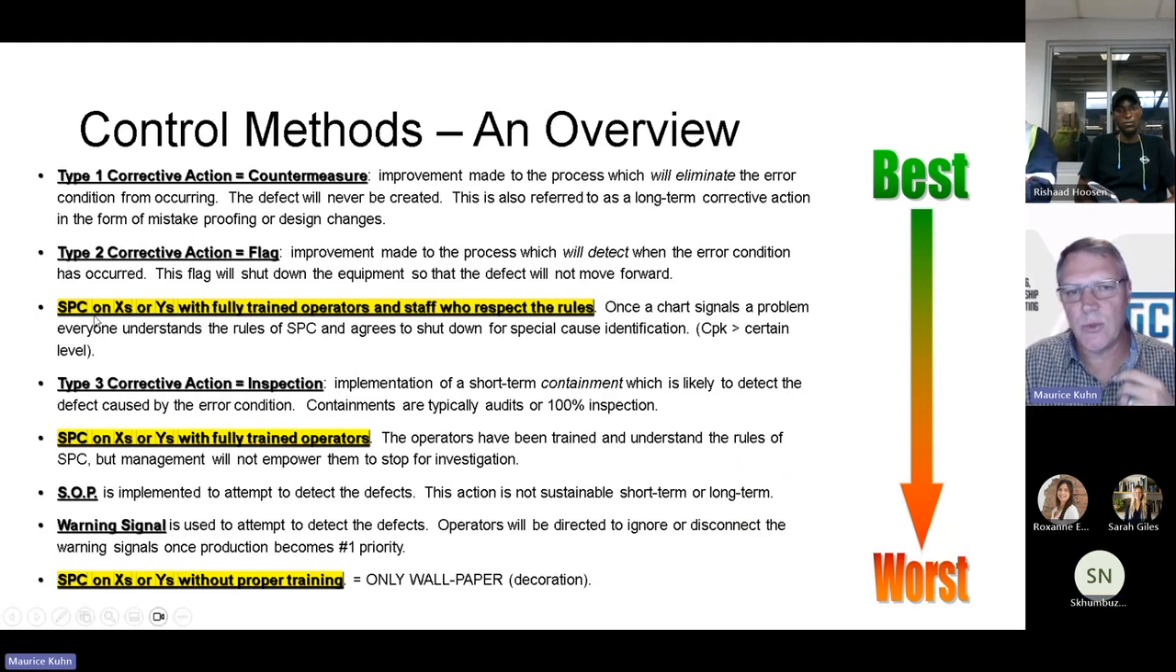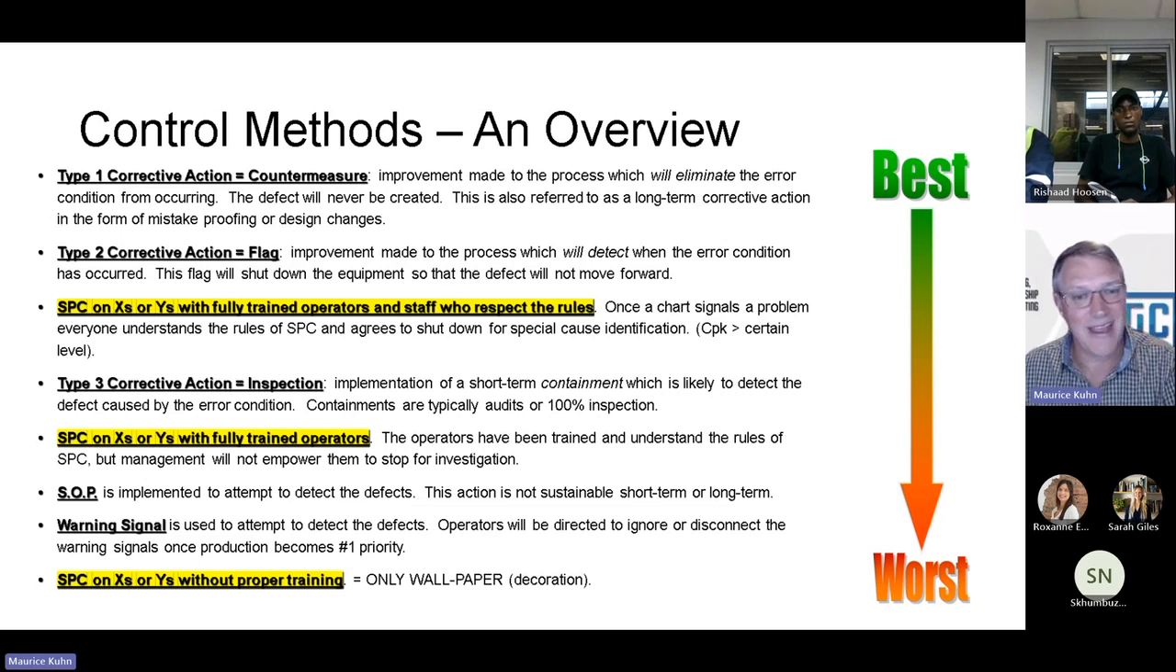Then we've got one that says we're doing statistical process control on our X's or our Y's with fully trained operators and staff who actually respect the rules. Without properly trained operators, or without people respecting the rules, what are the rules there for? What do we do when this process goes outside of the rules? Without that, statistical process control doesn't mean anything. You can see over here, type 3 is an inspection, and we know how good inspection is. Sometimes this is all we've got in business to get quality in. We've just got inspection. But what if there was a better way than just inspection?